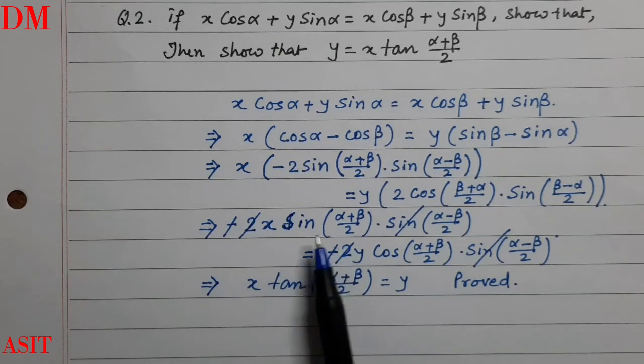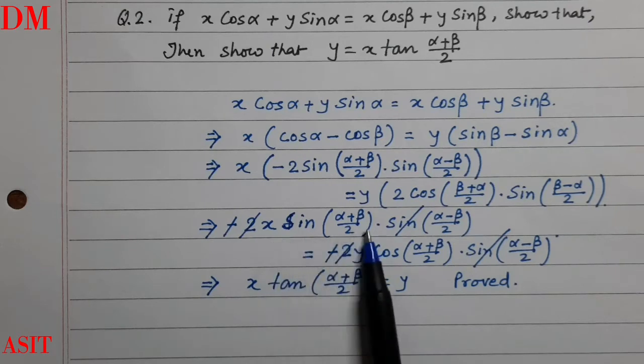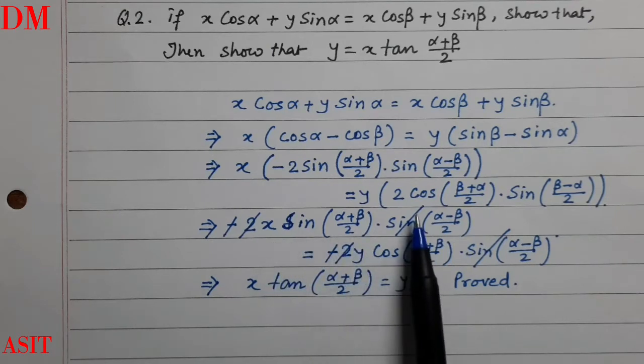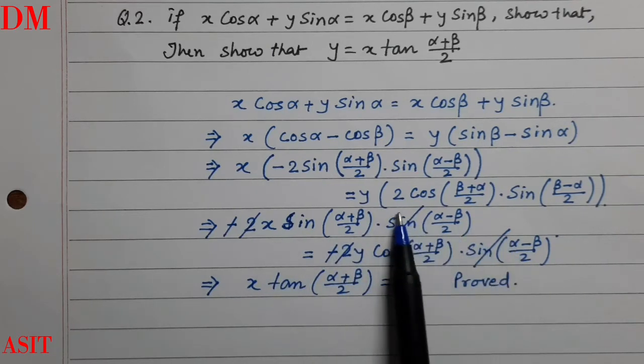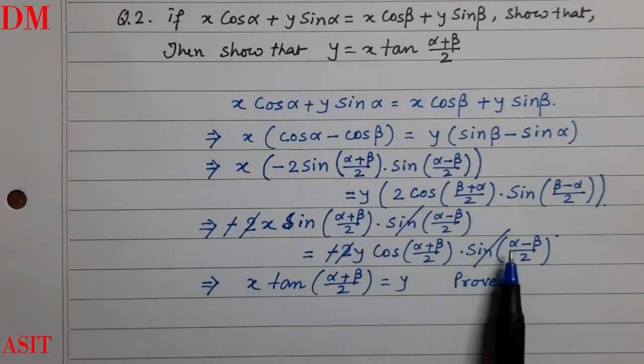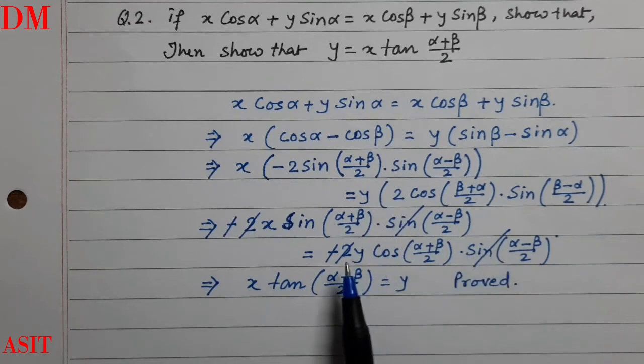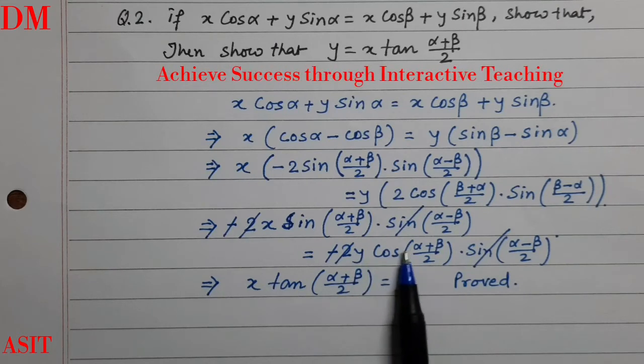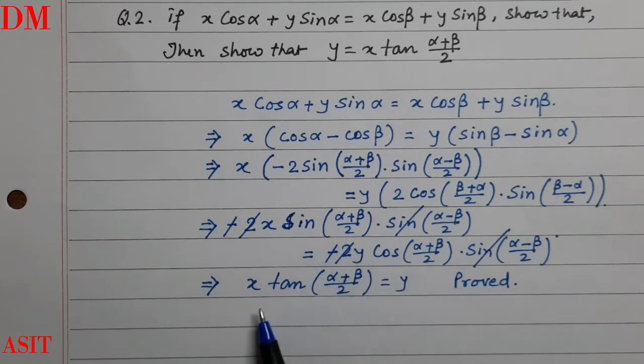Now this is x sine alpha plus beta by 2, and these can be cancelled out, sine alpha minus beta by 2 and sine alpha minus beta by 2, and this equals y cos alpha plus beta by 2. Now this cos will go to that side, and it will become x tan alpha plus beta by 2 equals y, hence proved.